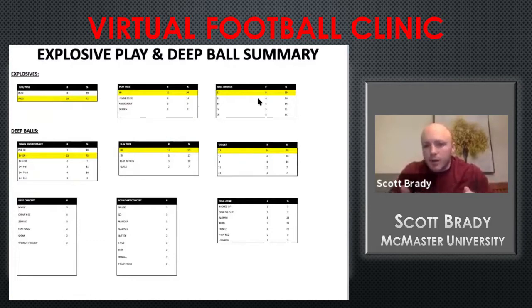When you look at the deep balls and where they're throwing the ball to, there's a huge first down tendency for this team. So they had 13 deep balls on first down. They only had 3 on second and 10. They didn't have a ton on any other down and distance. And that's common with a lot of offenses.